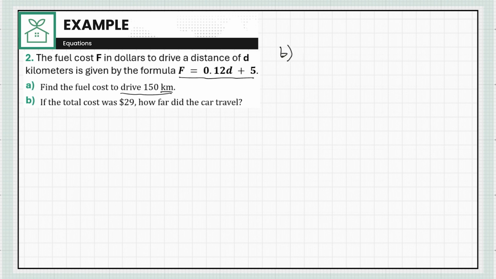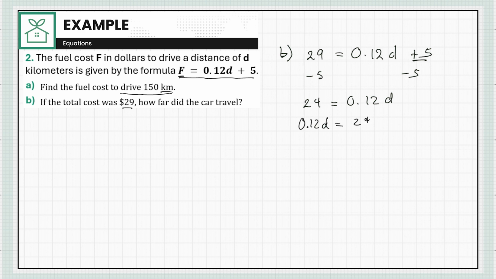Alright, looking at B, if the total cost was $29, how far did the car travel? So let's rewrite this expression. F is our total cost, so we're going to write $29 is going to be equal to 0.12D plus 5. Okay, so first off, let's get rid of this extra term and take away 5 from both sides. So 24 is equal to 0.12D, or 0.12D is equal to 24.